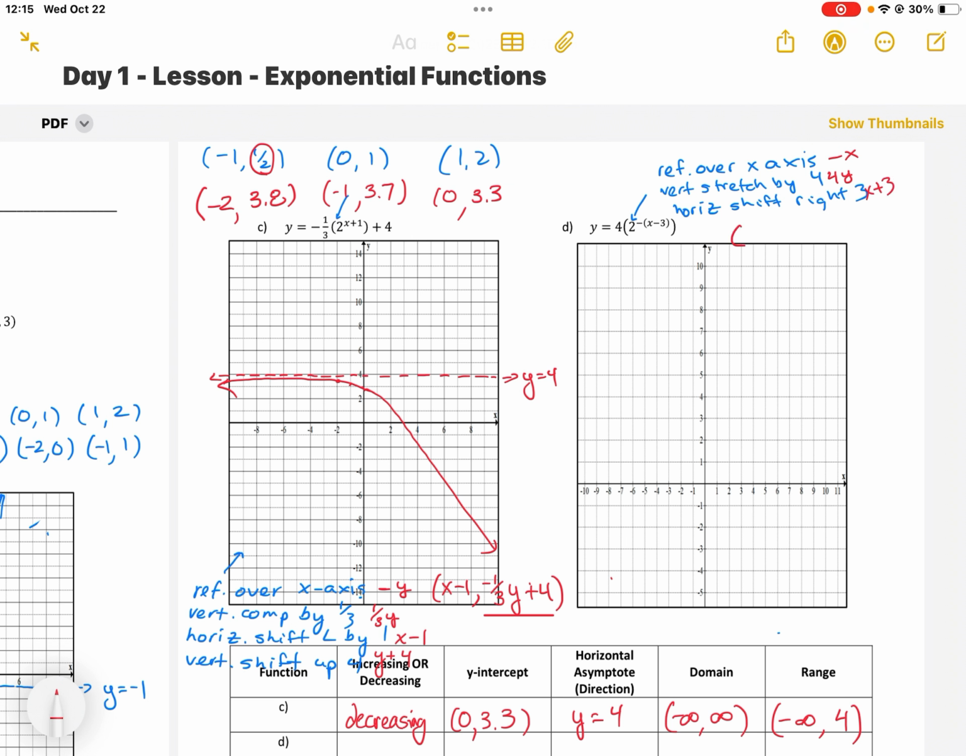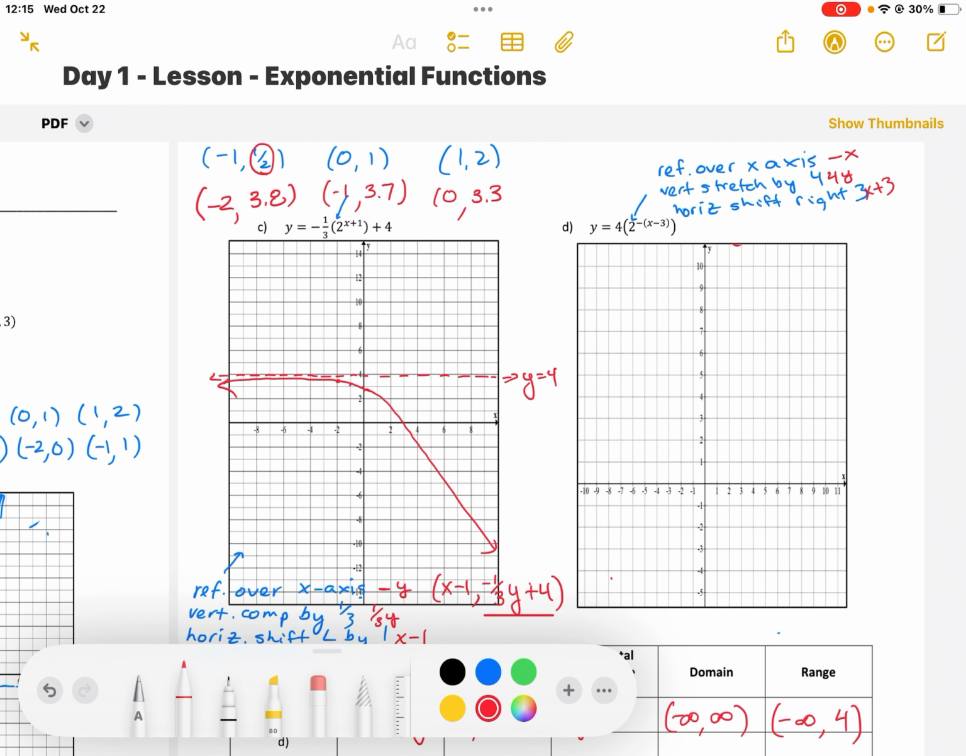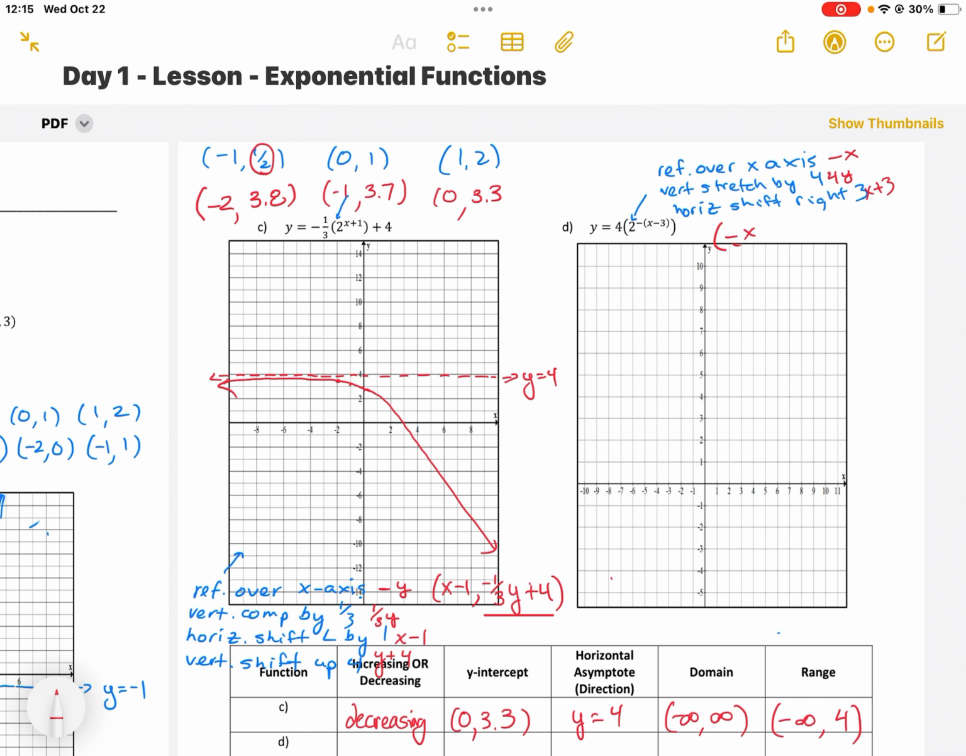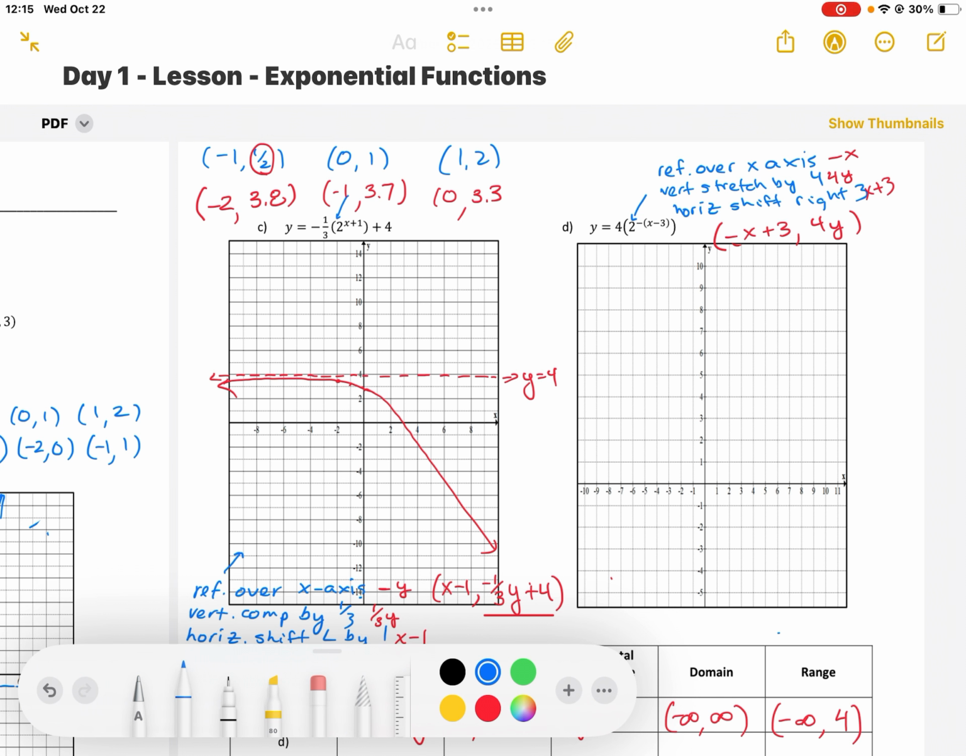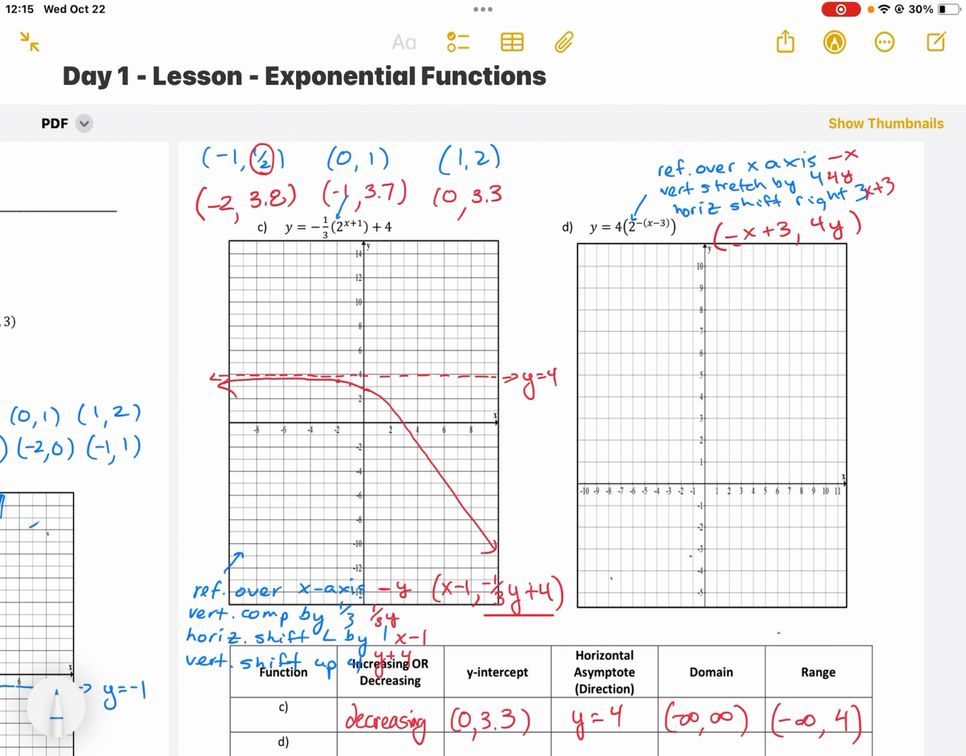So overall, I am doing -3x. Oh, that's not quite true. That's a combination of both transformations. I'm doing -x plus 3, and then 4 multiplied by my y component. So my 3 key points that I'm starting with are the same as before. I'm going to put them over here: (-1, 1/2), (0, 1), (1, 2).